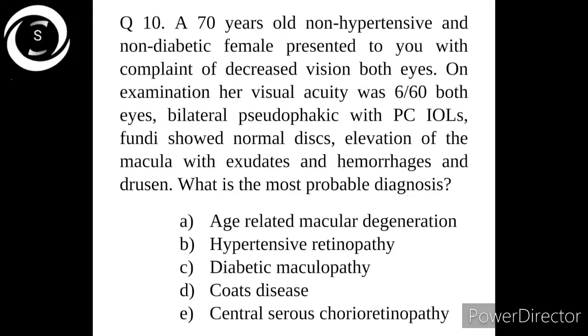Now, drusen are seen in macular degeneration and there are hemorrhages, so it's basically the wet form of age related macular degeneration. It is not hypertensive retinopathy, diabetic maculopathy, Coats disease or CSR. So it's a case of age related macular degeneration. And now let's come to question number 11.